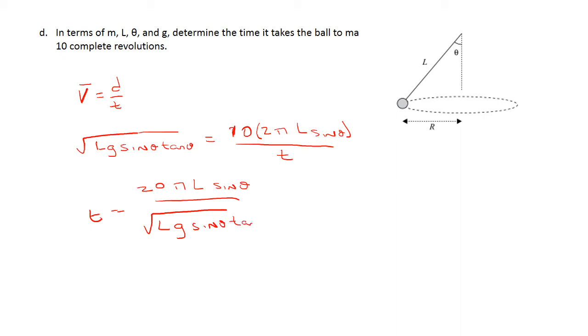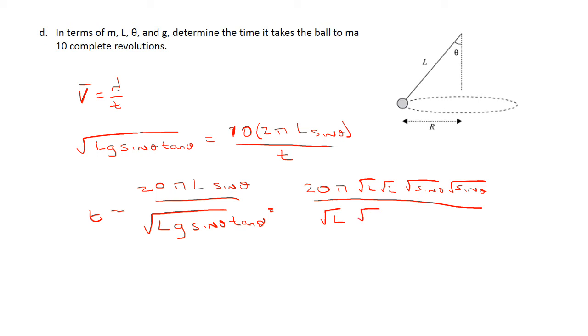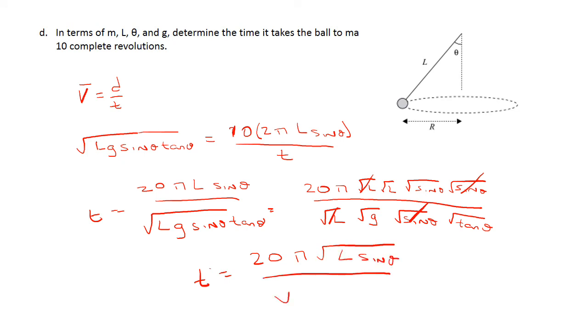the square root of L g sine theta tan theta. All right, this is a perfectly acceptable answer, but there are some things that we can simplify a little bit here. On the top, I could write this as 20 pi times root L times root sine theta times root sine theta. You can see that doesn't change the top at all. Root L times root L is L, and root sine theta times root sine theta is sine theta. But what it helps me to do is cancel out with one of the root L's in the bottom. One of these sine thetas goes out, one of these root L's goes out. I end up with a time of 20 pi root L sine theta over root g tan theta.